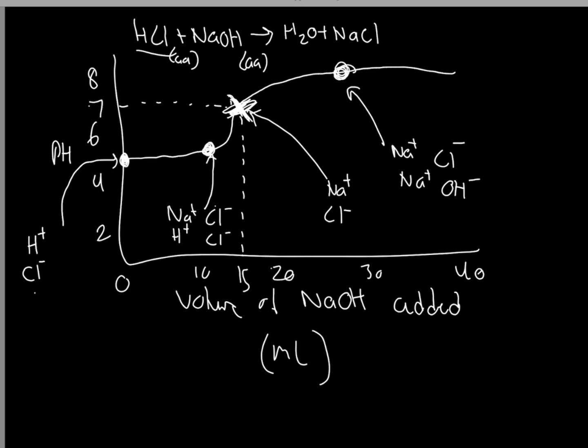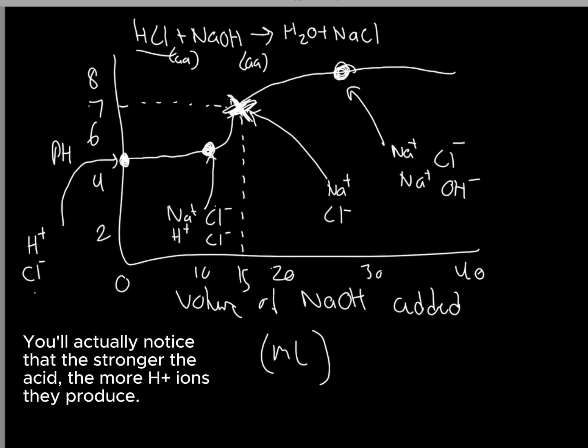So at the beginning of our titration, when we haven't added any base yet to our Erlenmeyer flask, there's only going to be HCl in our solution. And HCl is a strong acid, meaning that it's going to release H plus ions and Cl minus ions. So strong acids, they have a really low pH. And one of the reasons why is because they release a lot of H plus ions when you put them in water. And remember, H plus ions make solutions acidic.